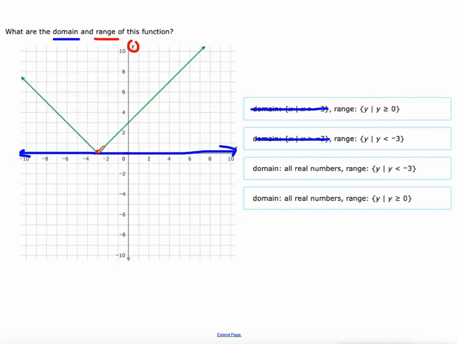Our range, again, we're talking about y values, not x values, okay? Again, we start at 0, that's our minimum value, and it goes up forever from there. Those arrows go up and to the right and up and to the left forever. So it's all values of y greater than or equal to 0. And we don't want less than -3, okay? I see why they put that in there because they're talking about x values, but our range is everything greater than or equal to 0.